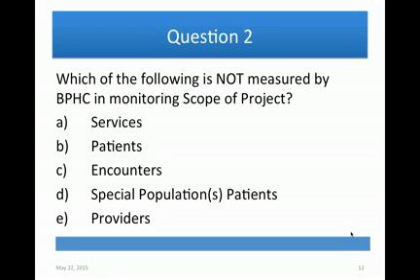Okay, Christina, let's poll the audience with our second question. Okay, terrific. So I'm going to launch the poll question. Which of the following is not measured by Bureau of Primary Healthcare in monitoring scope of project? Please select one. A, services, B, patients, C, encounters, D, special populations patients, E, providers. We'll leave the poll open just a little while longer.